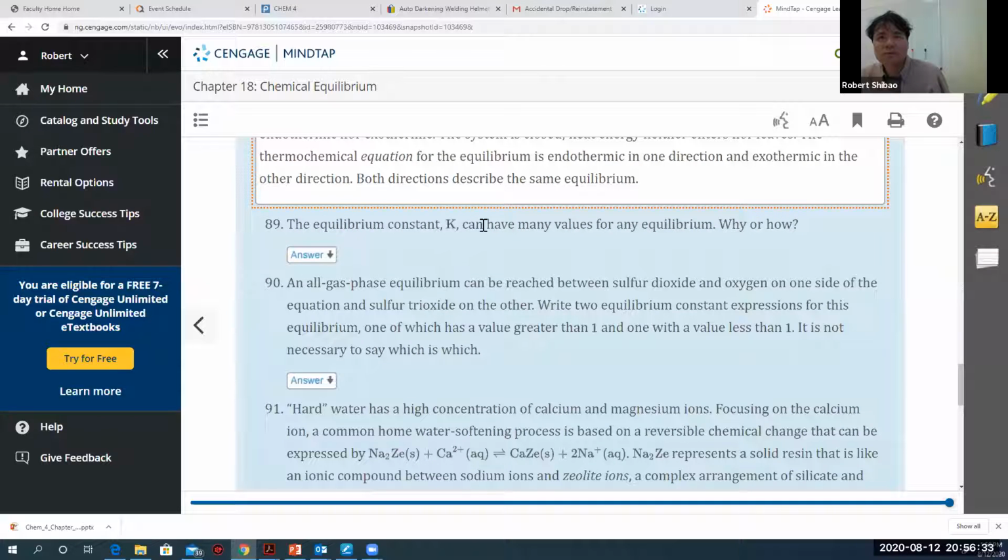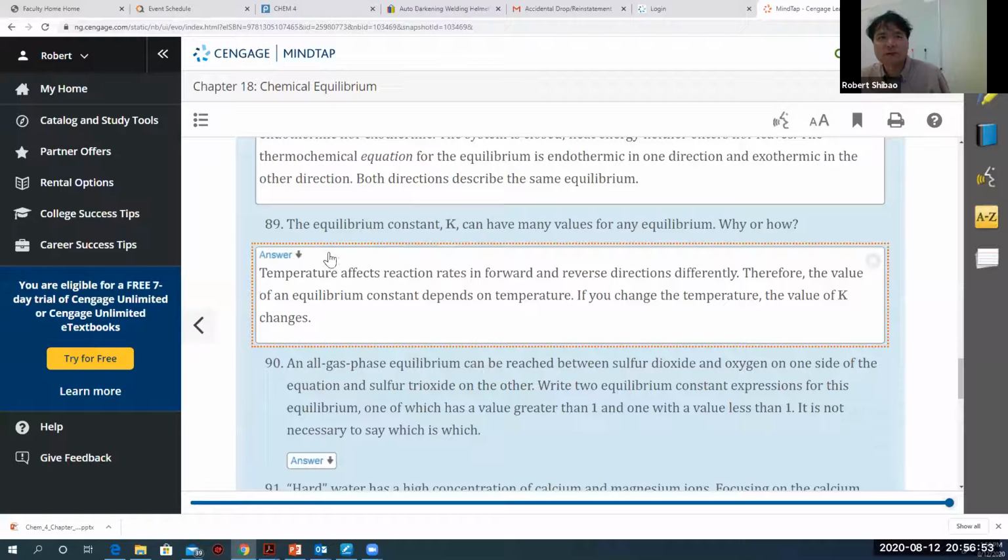Number 89, the equilibrium constant K can have many values for any equilibrium. No. For an equilibrium, if you change the temperature, then it's going to change K. But if you leave the temperature alone, then K is going to be the same for a particular equilibrium. I think that's what they're saying. Temperature affects reaction rates in forward and reverse directions differently. Therefore, the value of the equilibrium constant depends on temperature. Change the temperature, the value of K changes.